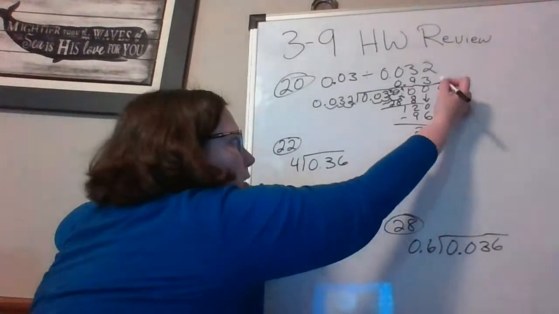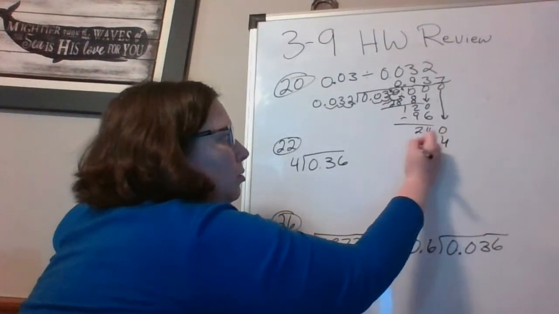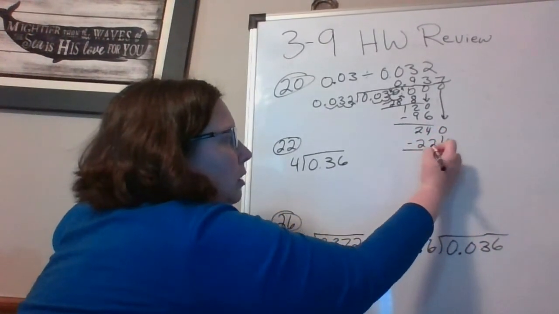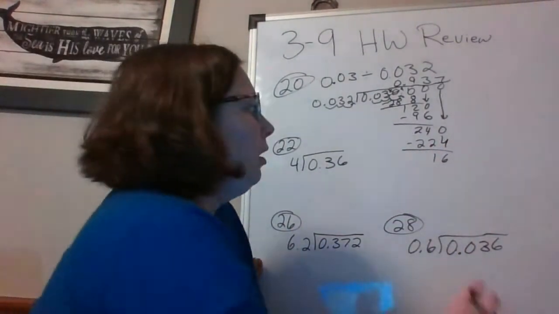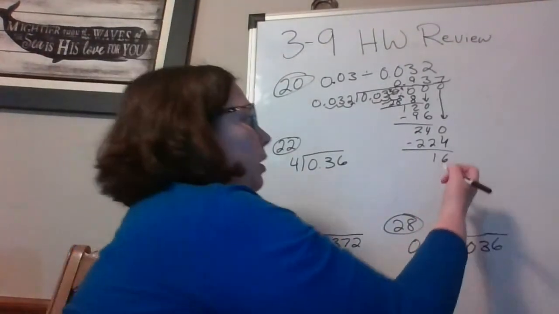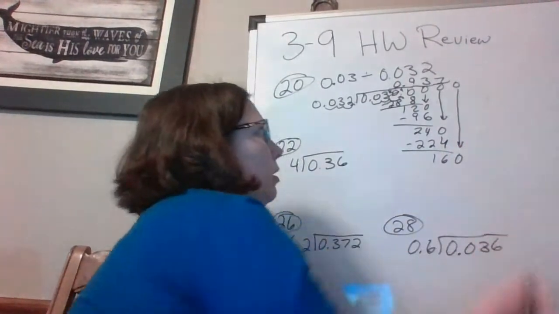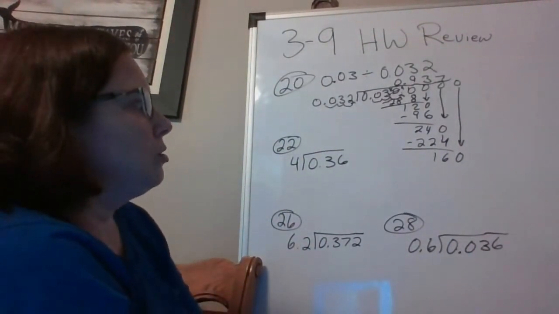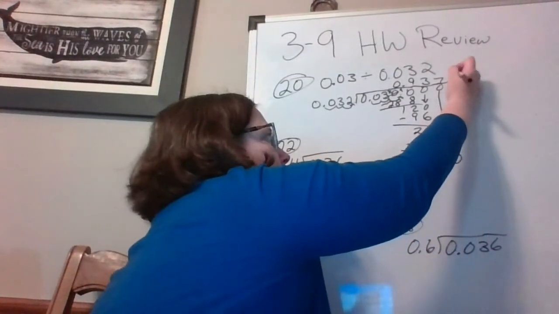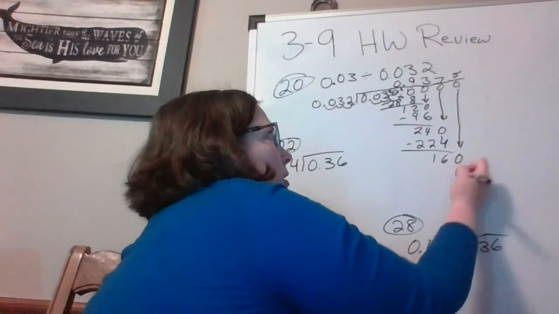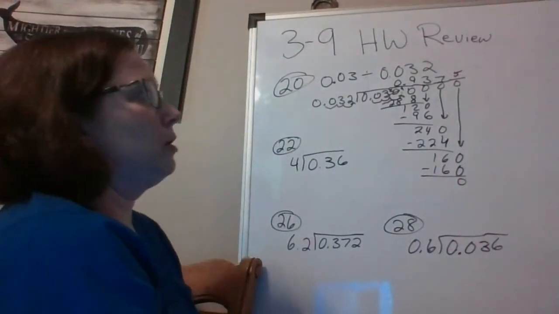I guess 7 here. And then I subtract, I get 16. Still have a remainder, so I am going to add another 0. 32 goes into 160. I guess this is 5 times. Multiply it out. And now we don't have a remainder.